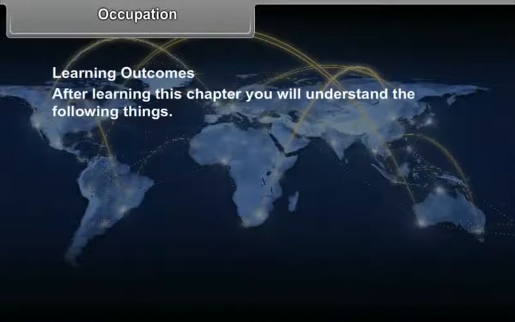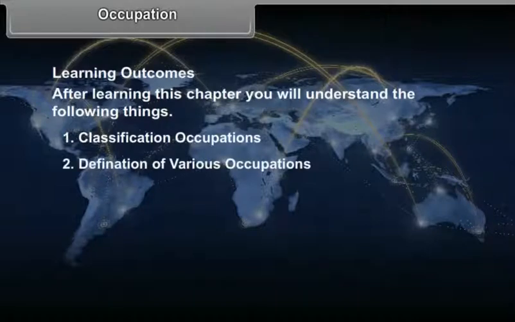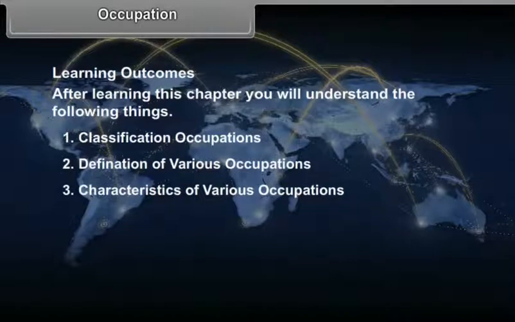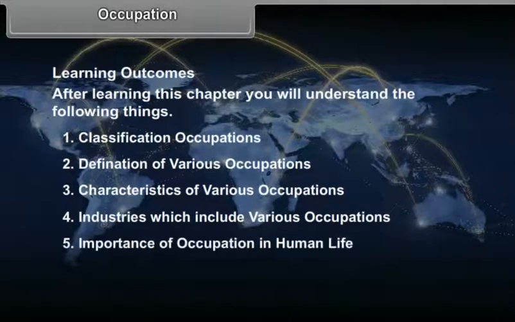Learning outcomes. After learning this lesson, you will understand the following things. 1. Classification of occupations. 2. Definition of various occupations. 3. Characteristics of various occupations. 4. Industries which include various occupations. 5. Importance of occupations in human life.